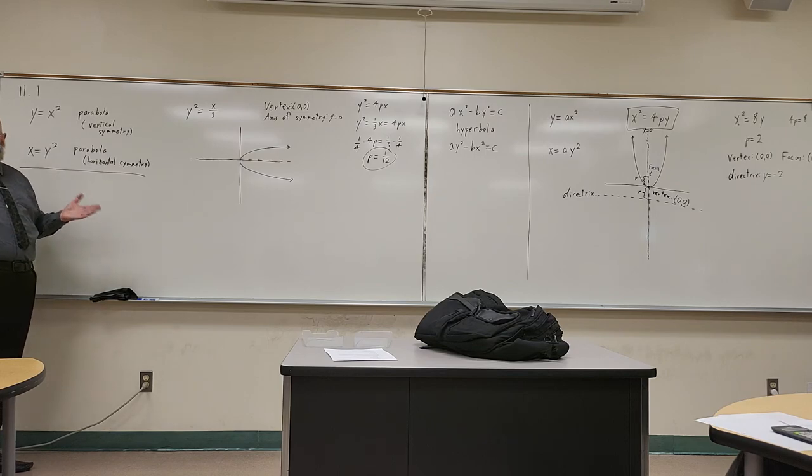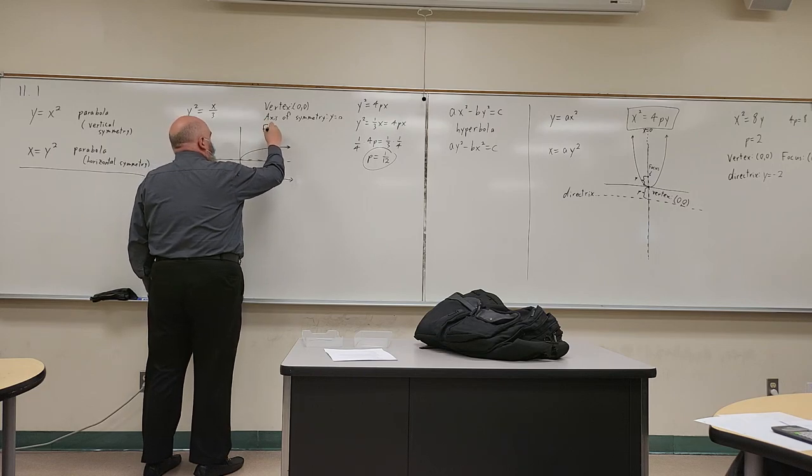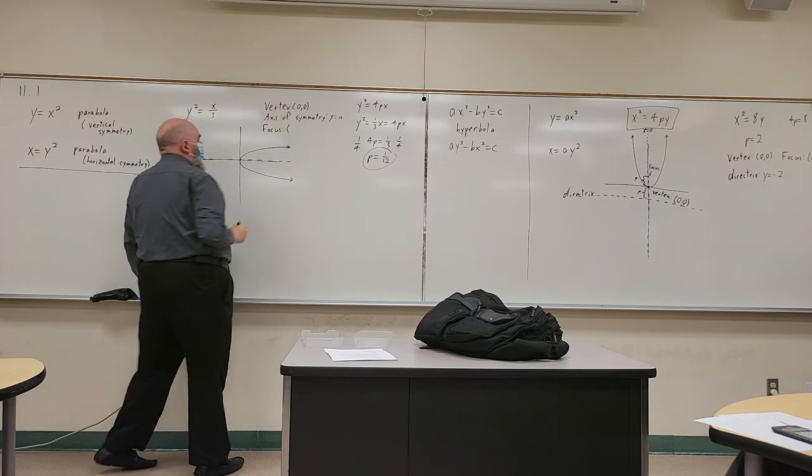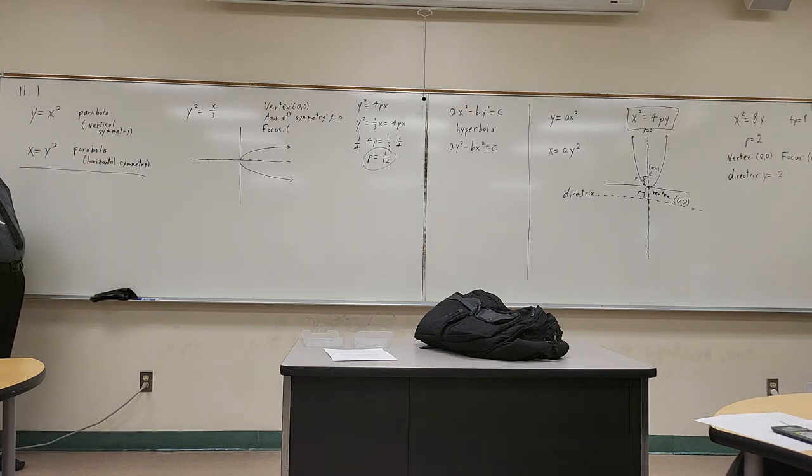After you do 3 or 4 of these, it's really very simple. You're basically multiplying whatever the coefficient is by 1/4. That tells you what p is. So, where's the focus going to be? It's going to be at (1/12, 0).